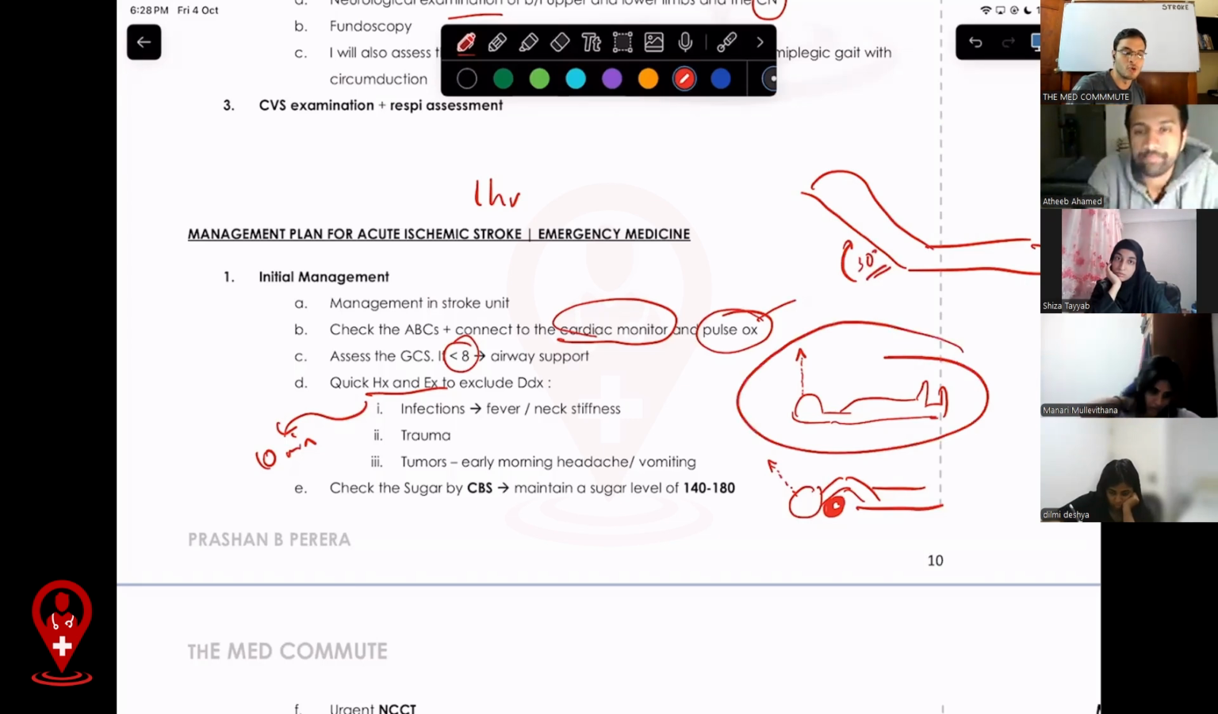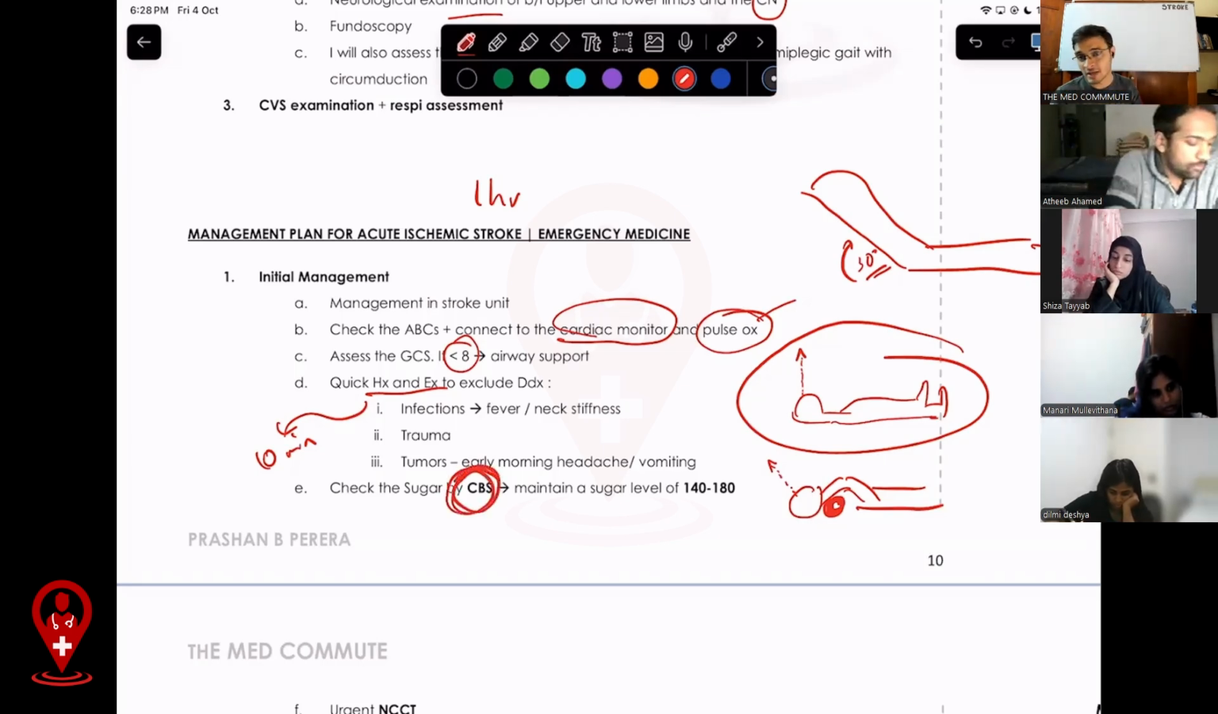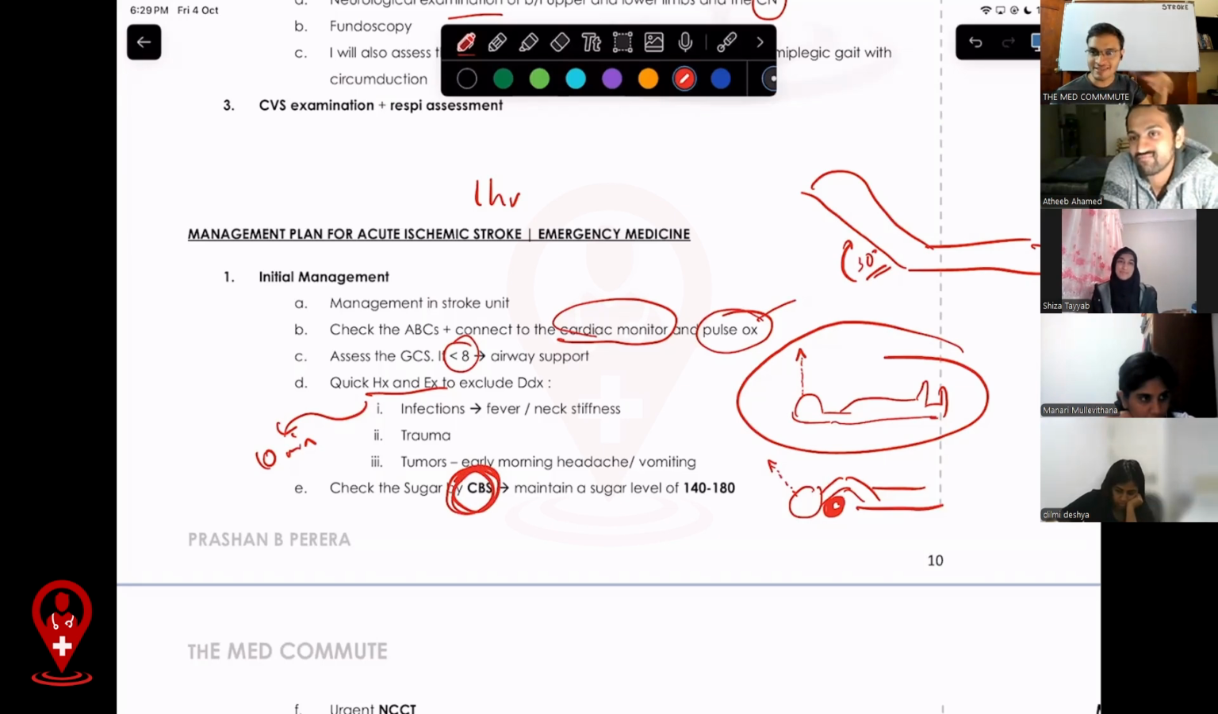Then you do the initial quick history and examination. You must do the capillary blood sugar. That is the first thing to check, because even before the NCCT, guys, you have to check the CBS. Why? Hypoglycemia is a stroke mimicking condition. And if you treat a hypoglycemic patient coming in with stroke-like symptoms with thrombolysis and treatment like a stroke, you're going to send him to heaven. Whatever you believe. So you must check the CBS before anything.